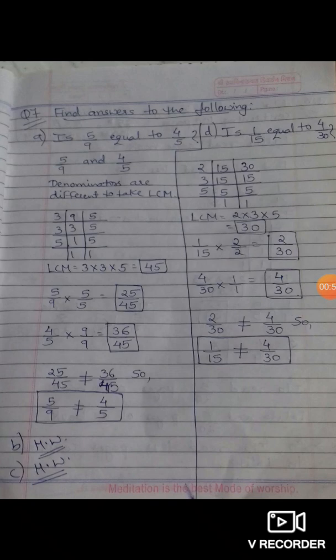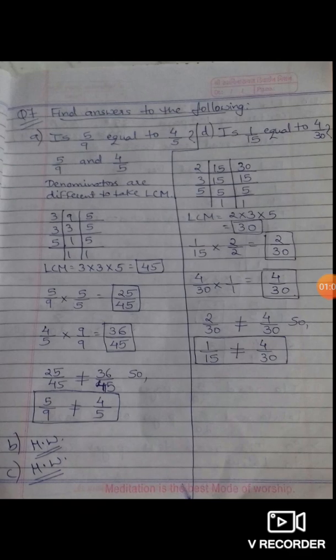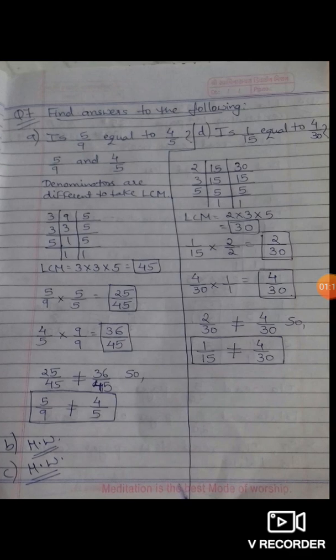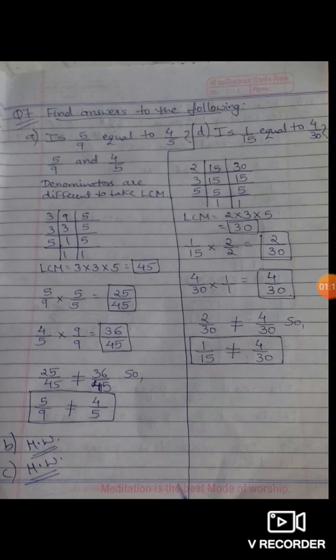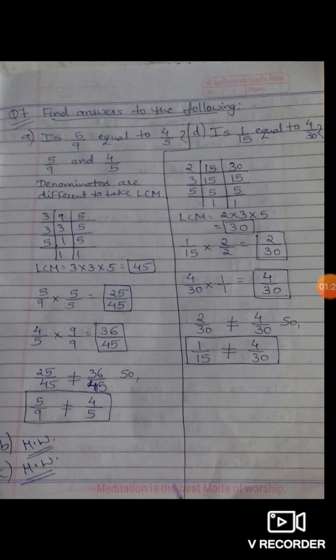So 25 upon 45 and 36 upon 45 are our new fractions here, where 25 upon 45 is not equal to 36 upon 45. We are not getting the same answer for both the fractions. So we can say that 5 upon 9 is not equal to 4 upon 5. Children, you can see a symbol here where I had made equal to and I had cut it out. That means it is the symbol of not equal to.